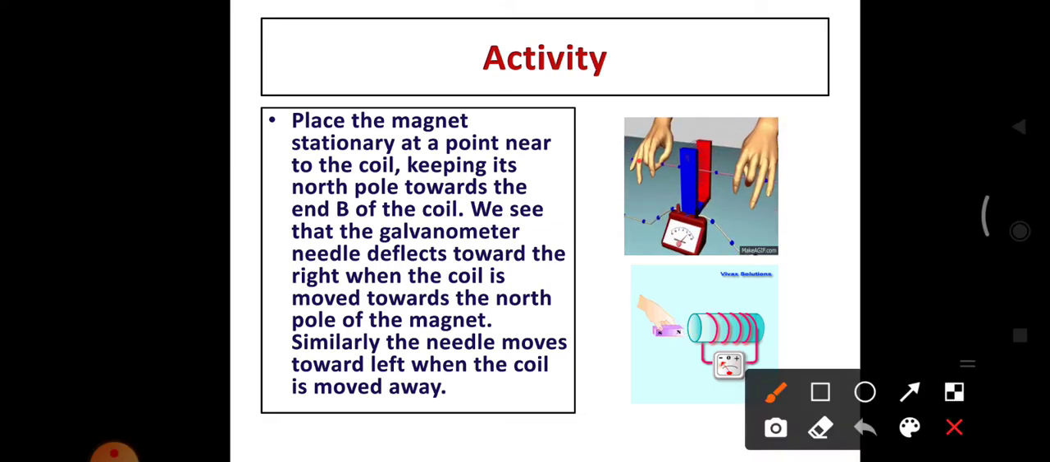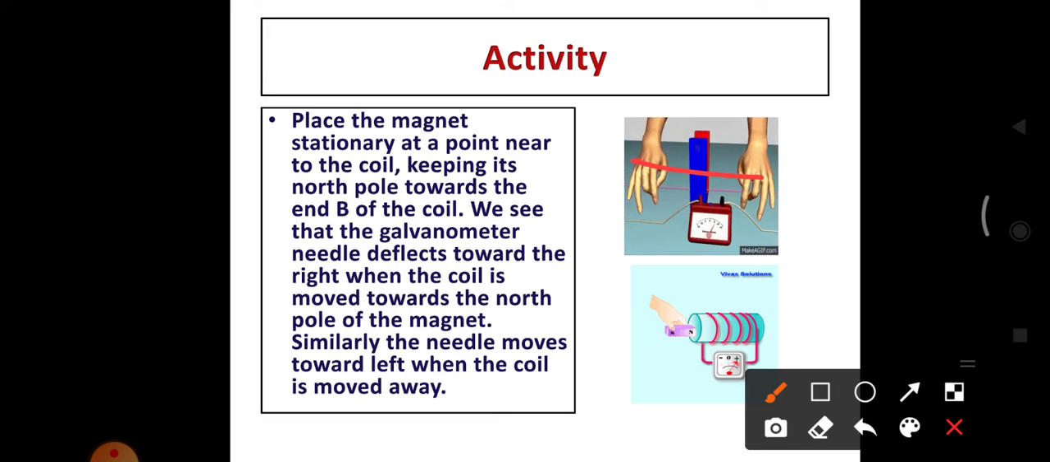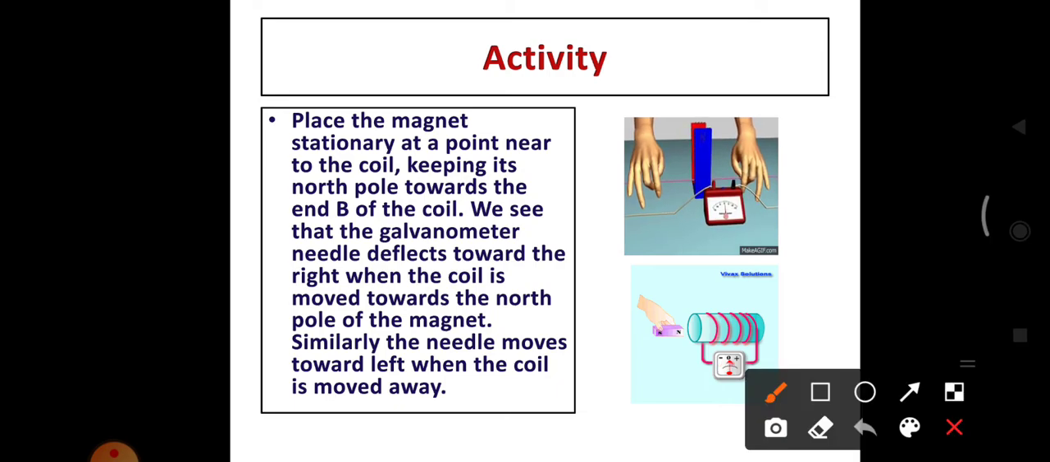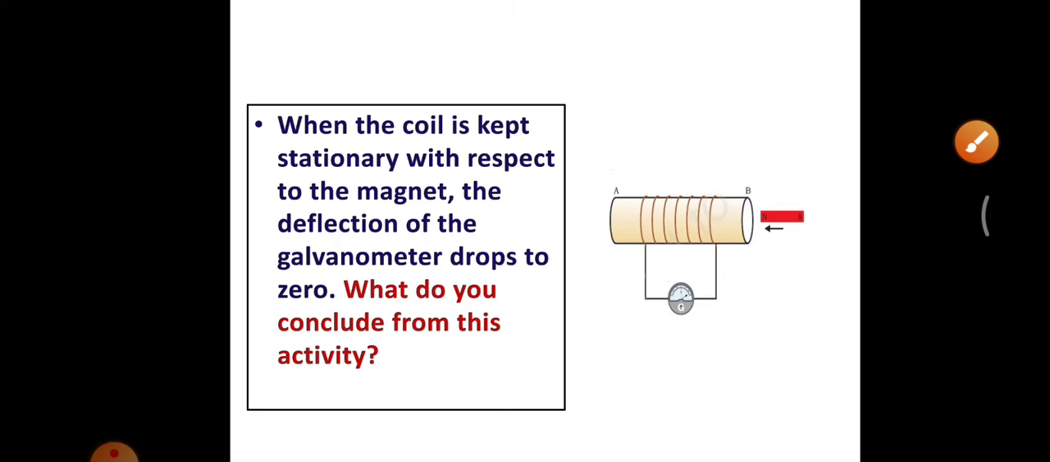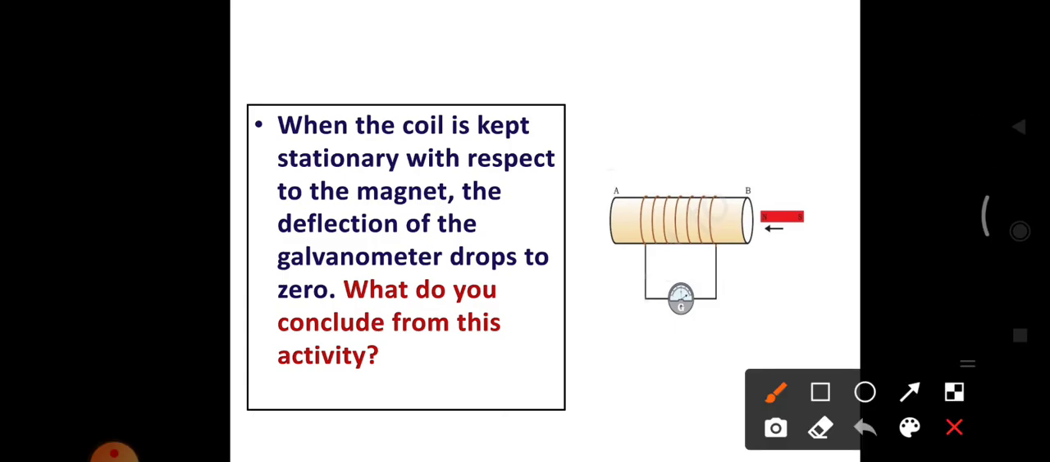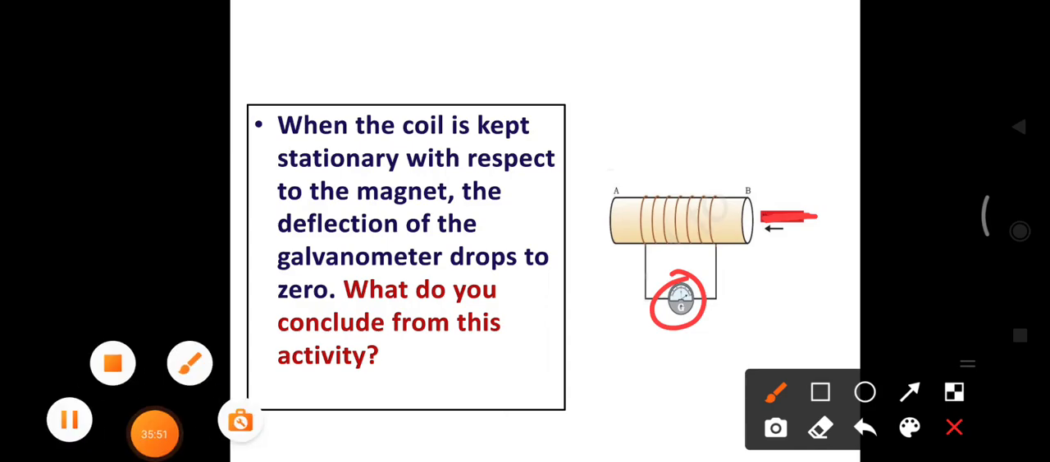See here, the coil is moving inside the magnetic field. But here the magnet is moving inside the coil. So when the coil is kept stationary with respect to the magnet, the deflection of the galvanometer drops to 0. If there is no movement of the magnet, the galvanometer shows 0 deflection. So what do you conclude from this activity?